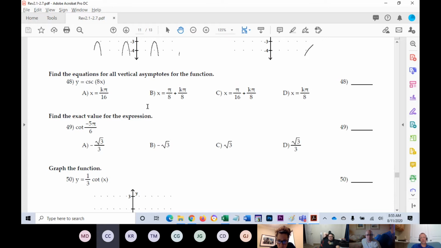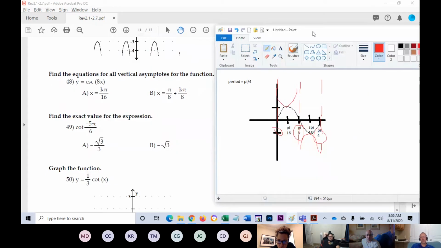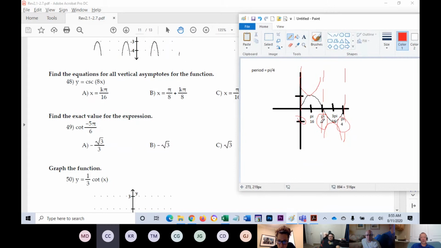B. Is that the same as what I've got here? Pi 8ths plus K pi 8ths. Yeah, that's right, because we're going to repeat it every pi 8ths.